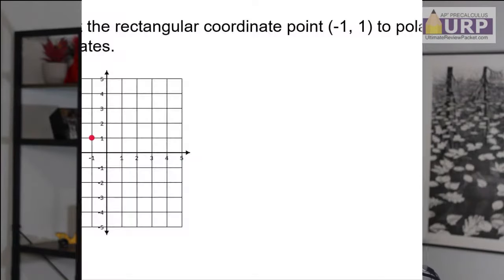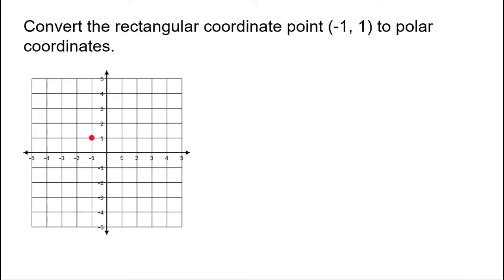Let's look at some examples right now of how to do this. In this example, we are asked to convert the rectangular coordinate point -1, 1 to polar coordinates. So here we see our xy coordinate plane, and we see the point that's left 1 and up 1 for the point -1, 1. Now in polar coordinates, we need to find r and we need to find theta.